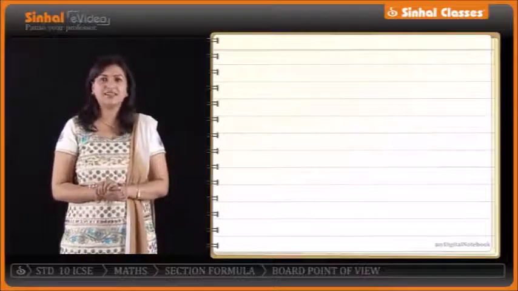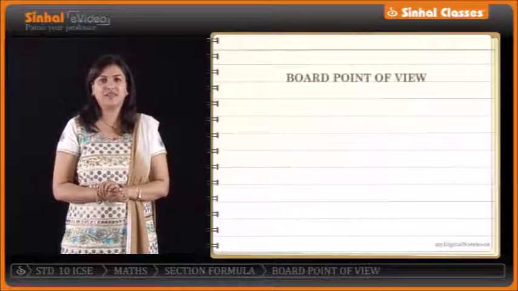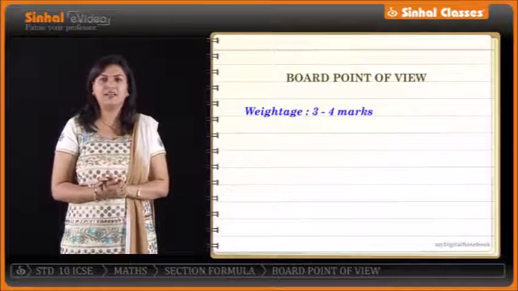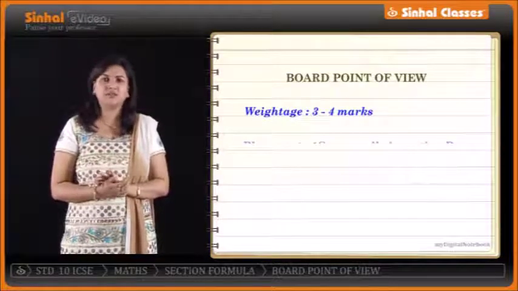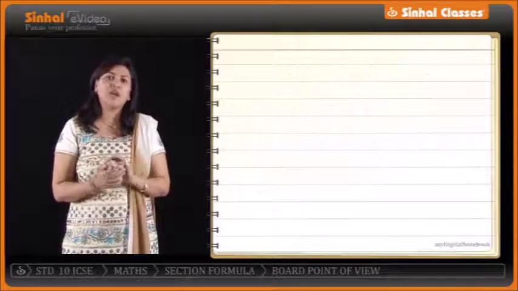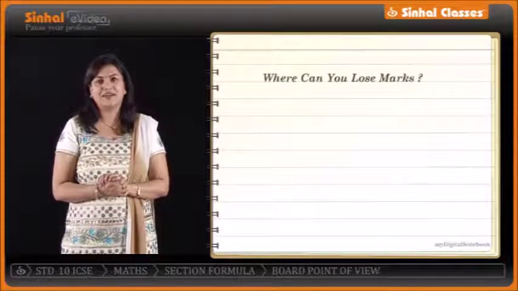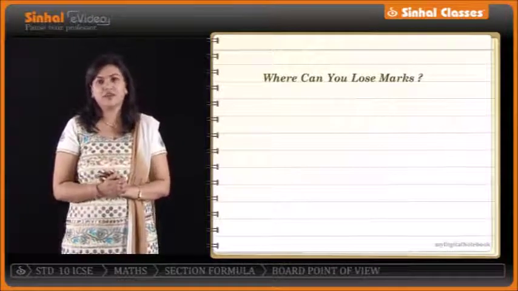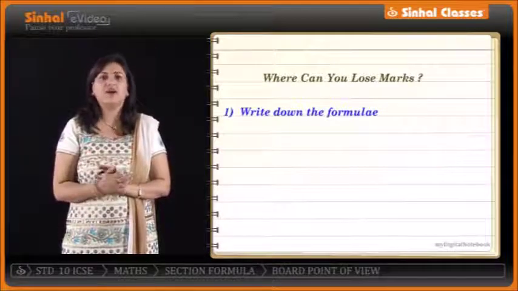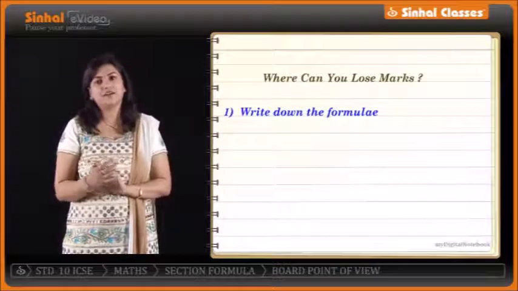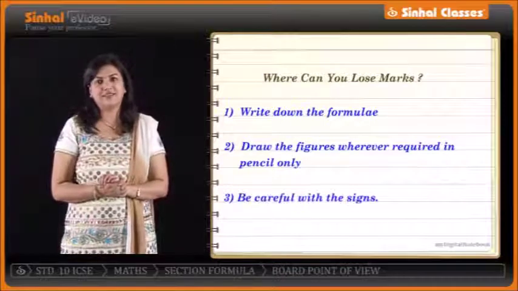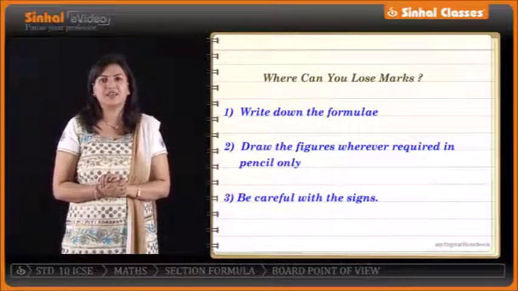Now let us look at this topic from the board point of view. This topic carries 3 to 4 marks in the ICSE board examination. There is one question based on this topic, mostly in section B. Now where can you lose marks in this topic? Whenever you are solving a question, always write down the formula which you are using. Also, draw the figure wherever required in pencil only. And always be careful with the signs, so do not make any careless mistakes.